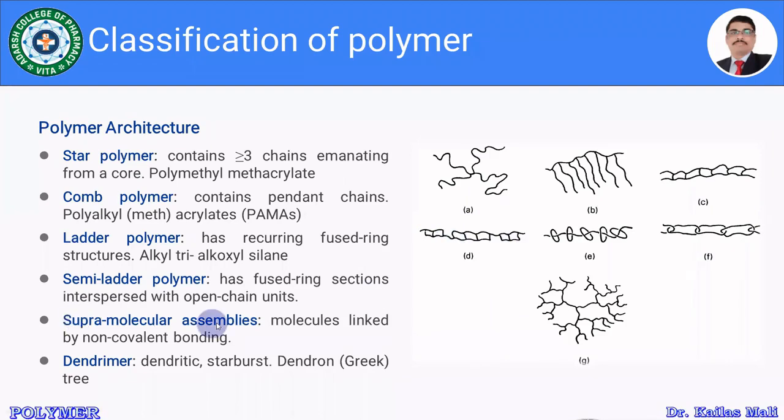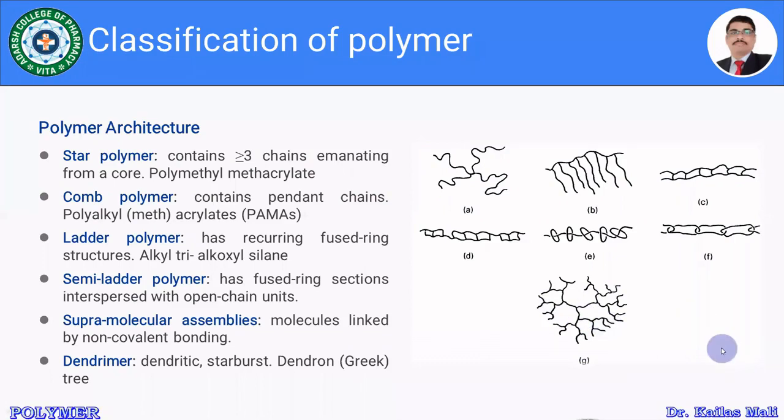Then the supramolecular assemblies. Supramolecular assemblies are molecules linked by non-covalent bonding. So these E and F are the supramolecular assemblies. And the very last one is the dendrimer, that is dendritic, or a starburst, which looks like a tree. That's why it is said to be the dendrimer. Here a core is present, and furthermore there is branching of these chains. Then it is said to be the dendrimer, or you can say a starburst.